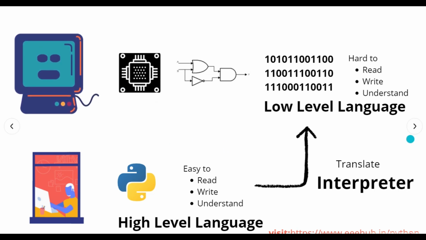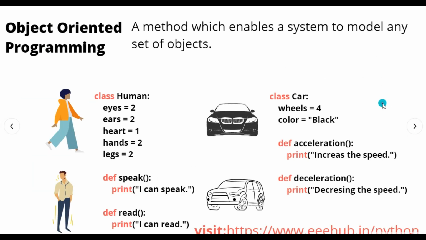Moving to the next slide. As I told you, Python is an object-oriented programming language. Why? Because this language helps you model any set of objects. For example, a human being can be modeled into a program like this. A human being has 2 eyes, 2 ears, 1 heart, 2 hands, 2 legs. And these are the methods: he or she can speak, read, write and so on.